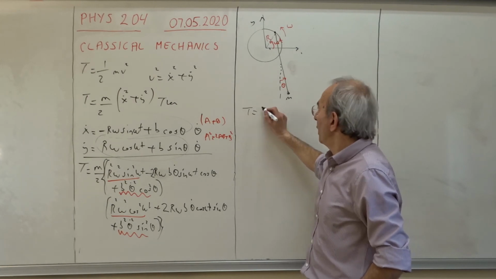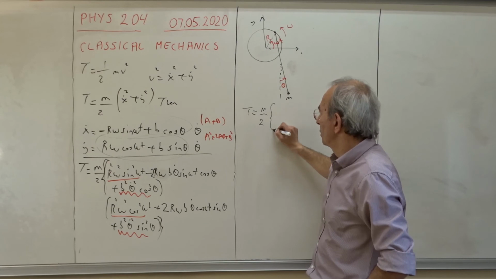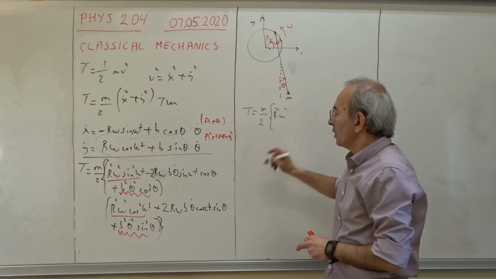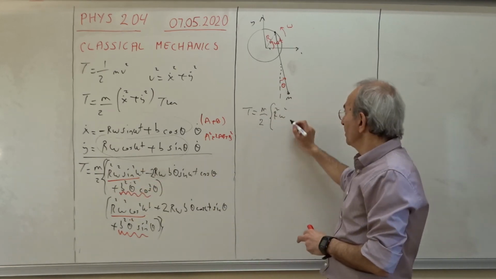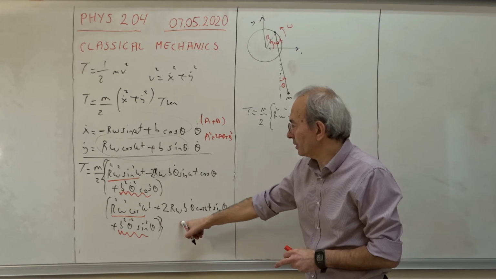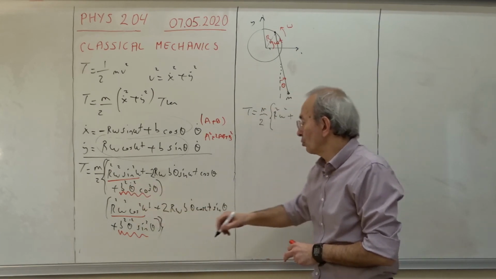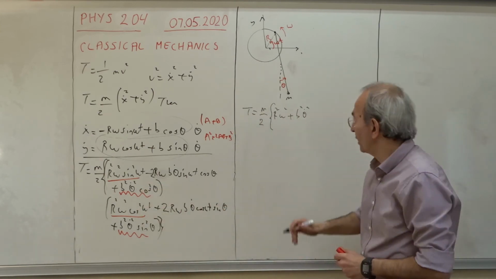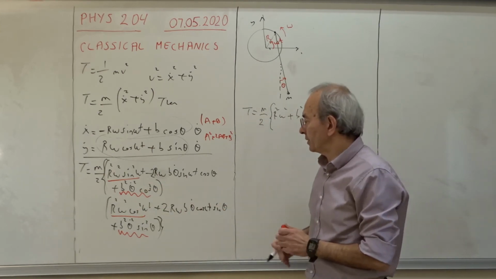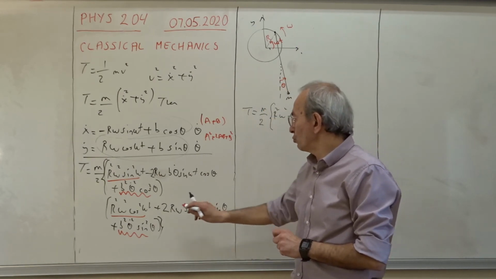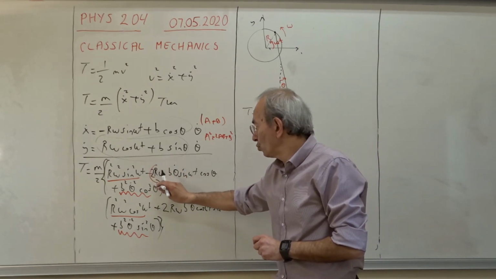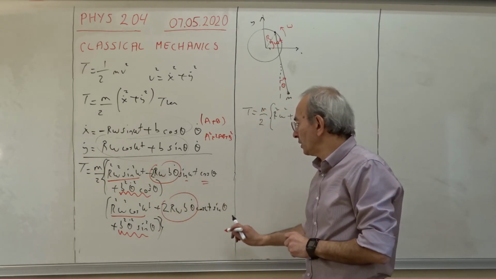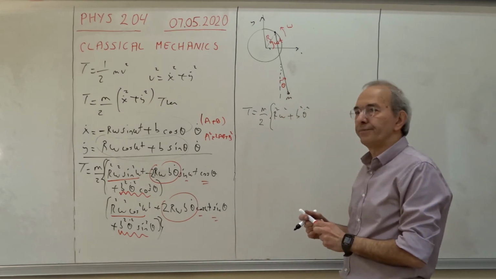So we understand that T will be, after m over 2, r squared omega squared times 1, because sine squared plus cos squared. And similarly, plus the last part, b squared theta dot squared times 1, cos squared plus sine squared. But what about the middle part? We have again some common terms, 2r omega b theta dot, sine omega t cos theta, cos omega t sine theta.